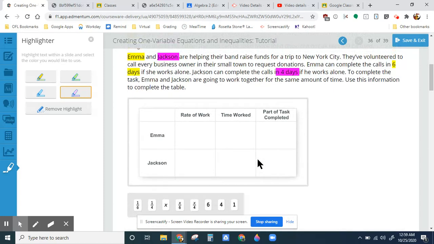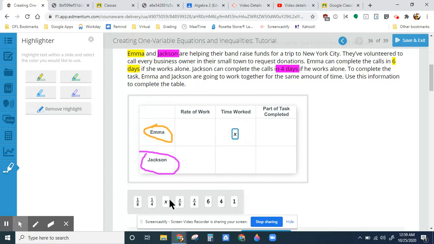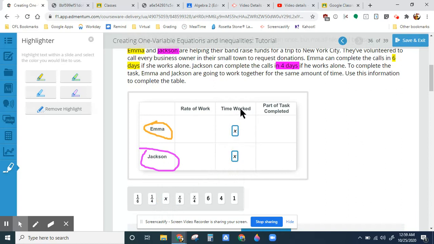So if we want to work together, Emma, oops, oh, I can't highlight it. Well, I'll do it in my head. There we go. And Jackson, we did as purple. So in other words, it's a fraction. The hours it takes, we don't know that, so that's a big X. This is an X too. They're working together, so these times should be the same.